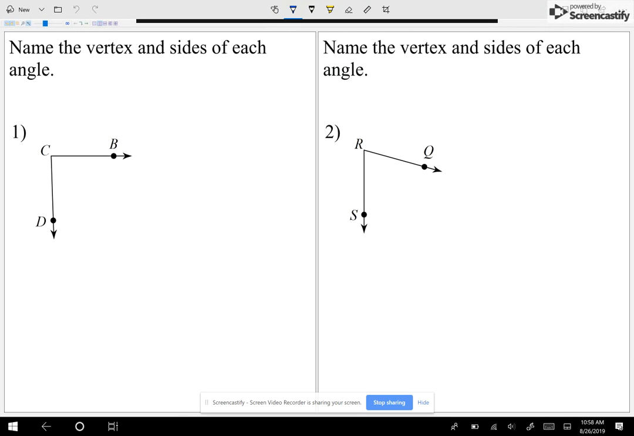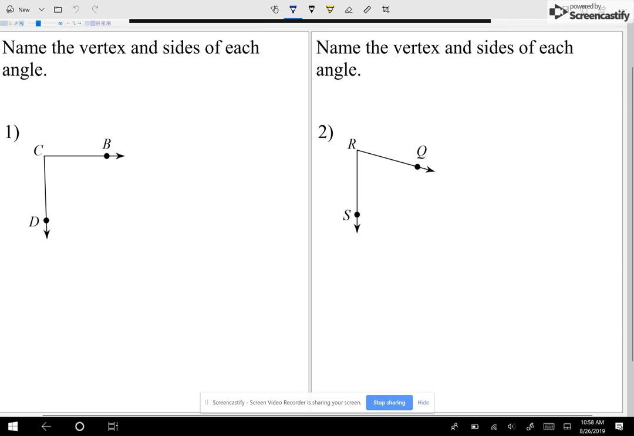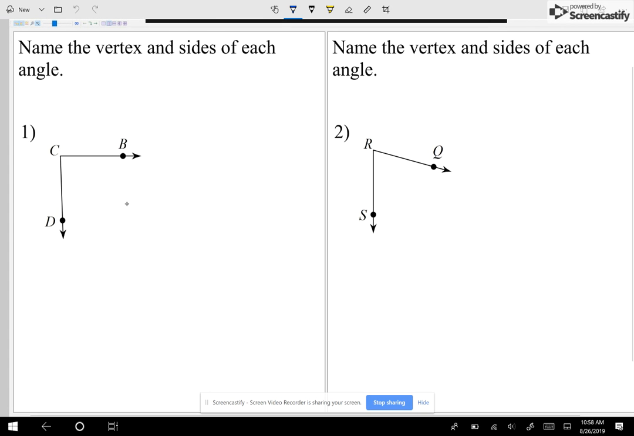Right? So our angles, it's a corner. Basically, the corner. You guys can see it's a corner made by two rays in this case. For angles, they have two things that are important. One of them, the vertex. I'm going to ask you guys to identify the vertex. And then I'm also going to ask you guys to identify the sides of the angle.